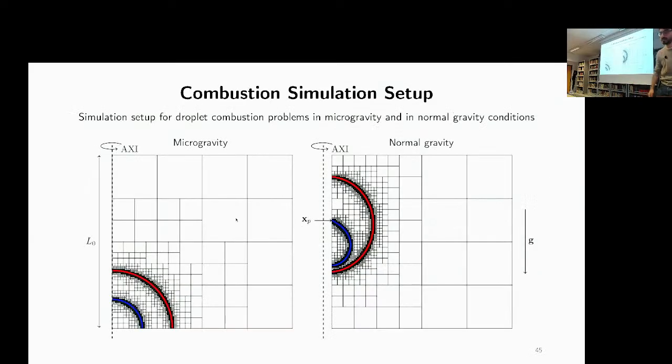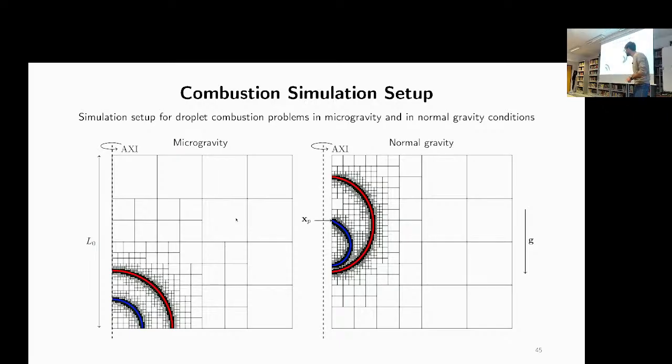For droplet combustion, we have these two configurations, microgravity condition and normal gravity condition. In both cases, we have to use a L0 value, so a total domain length, which is huge compared to the droplet dimension. So for this case, in microgravity, we use a domain length which is at least 40 times larger than the droplet diameter.